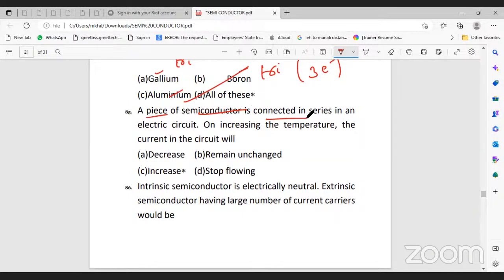A piece of semiconductor is connected in series. On increasing the temperature, what will happen to the resistance? Increases. Because for series, effective resistance will increase, right? So it should increase.